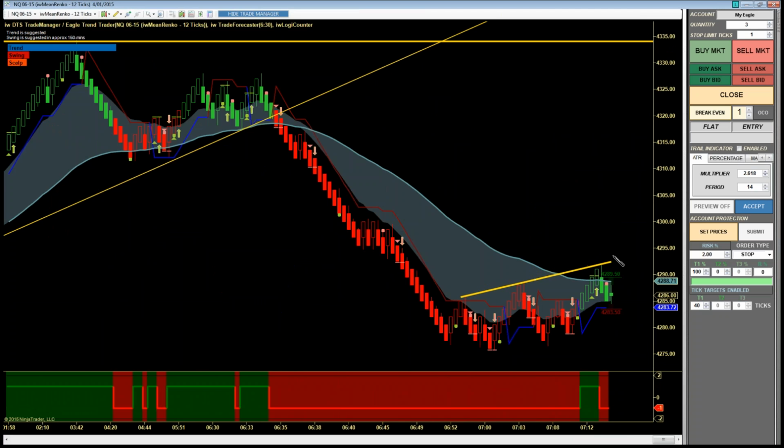So we also have a little bit of a, well, I wanted to say bear flag, but that doesn't look much like a bear flag at the moment, does it?